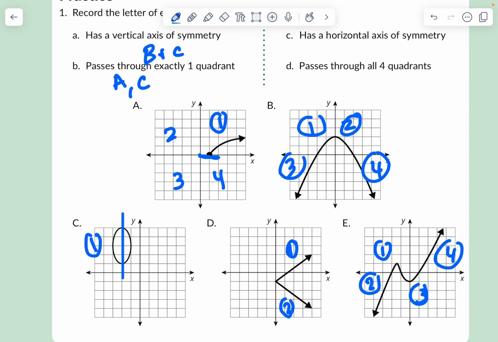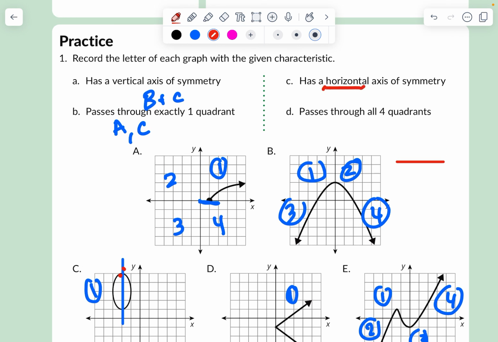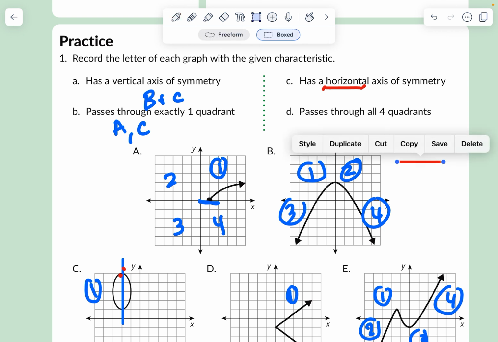So A and C. Has a horizontal line of symmetry. I'm going to change colors, and I'm going to talk about a horizontal line of symmetry. I'm also going to move this guy out of the way. Okay, and actually, I did not mean to do that. I meant to draw it left to right. Horizontal means this way, okay? Horizontal means left to right. So let me go grab this guy, and I'm going to slide it.